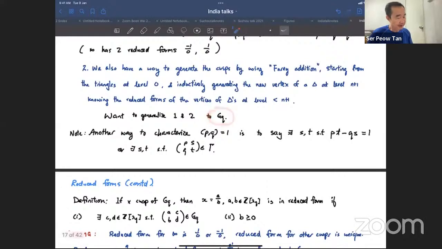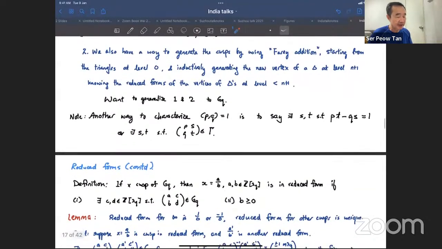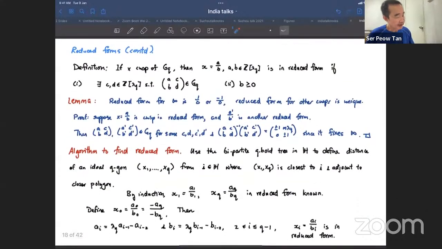to G_q. So let me just remind you that another way to say that gcd(p, q) is equal to 1 is to say that there exist s and t such that the matrix (p, q; s, t) has determinant 1. It's inside the modular group, right? I'm saying this because this is what I'm going to use, rather than saying that the two of them have GCD 1, because in the case of the Hecke groups, the GCD is not so well defined.